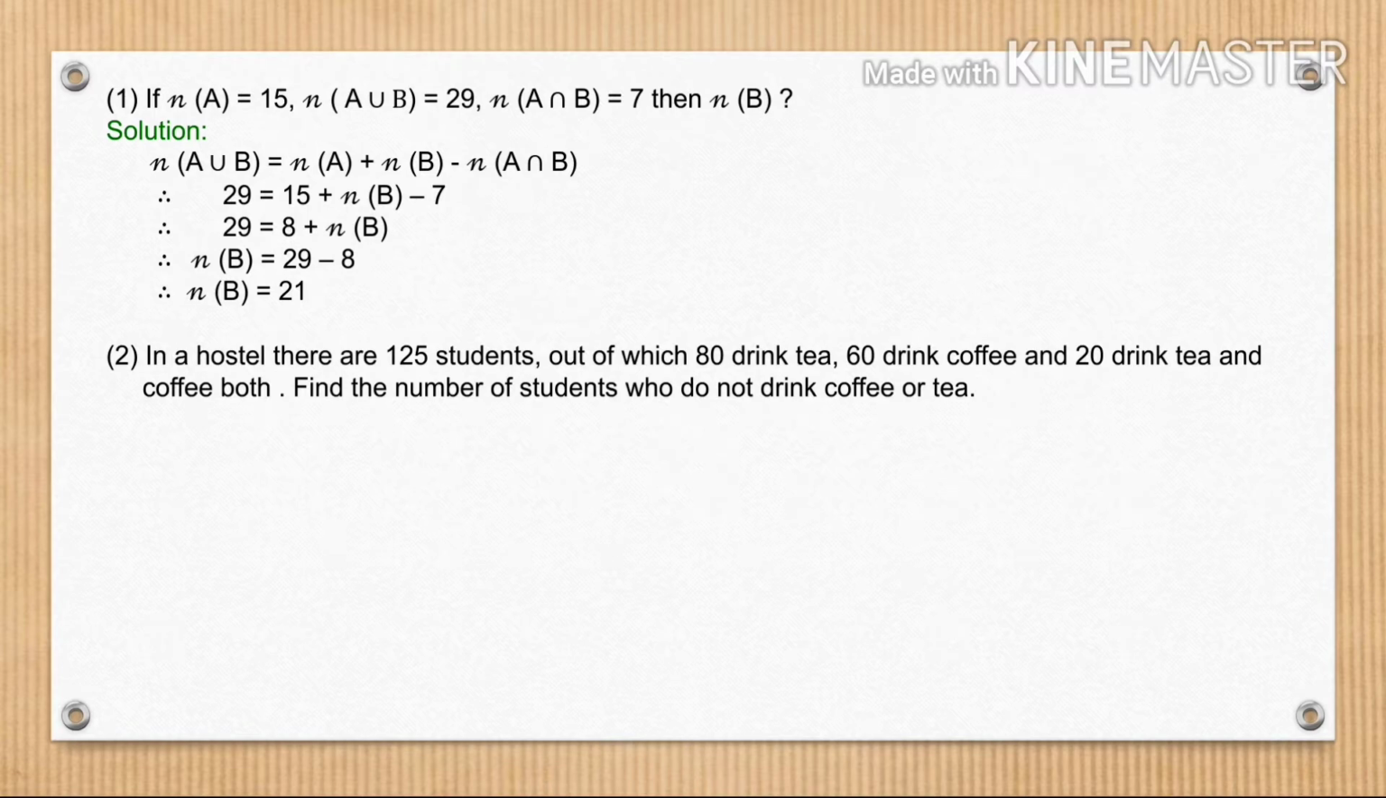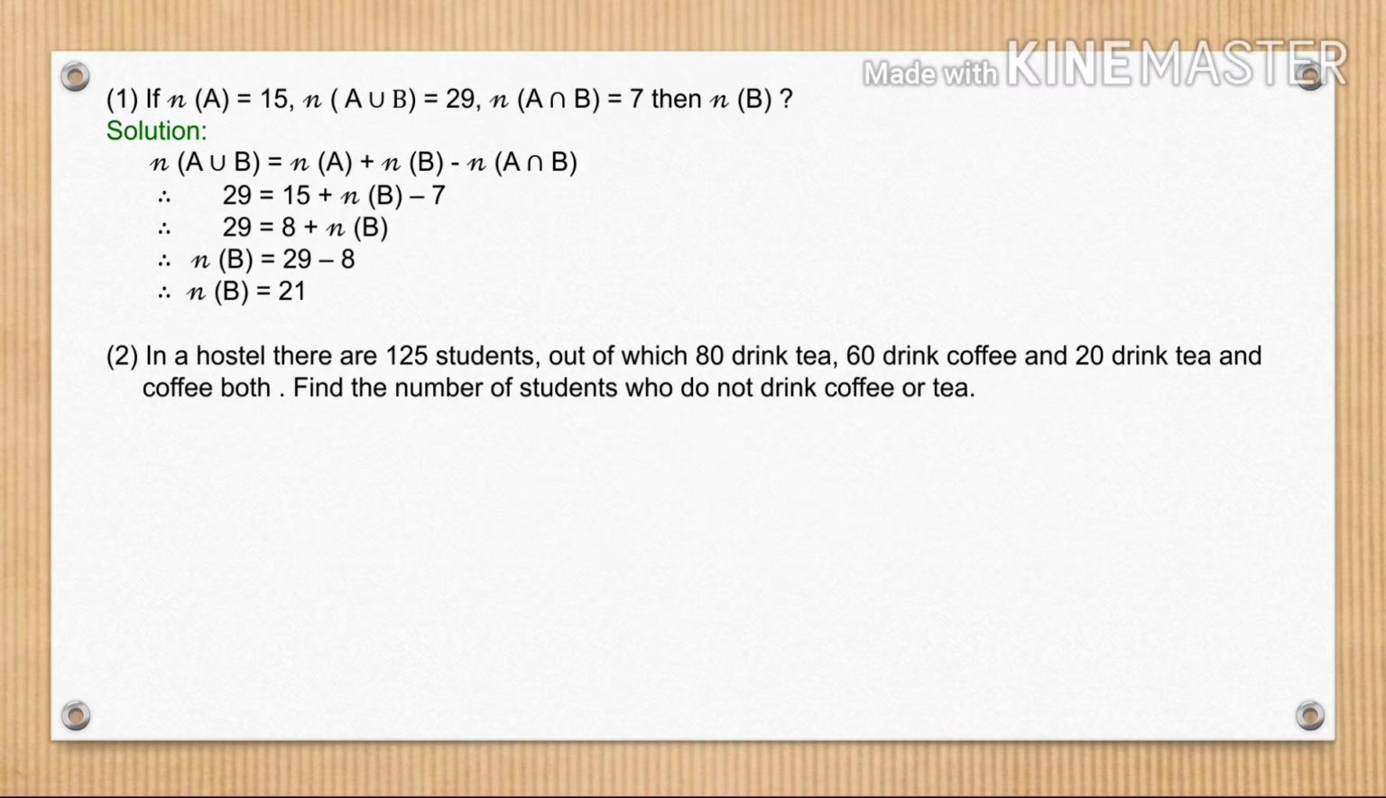Let's first understand the question and then we will convert that question into the form of sets. First, in a hostel there are 125 students. So the total number of students is given, there are 125. So we can take that 125 students as the number of students in the universal set. Then 80 students drink tea. So out of that 125 students, 80 students drink tea and 60 students drink coffee.